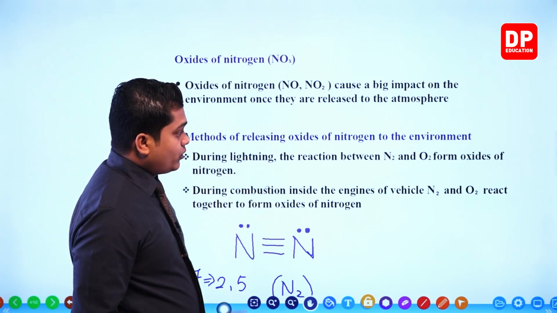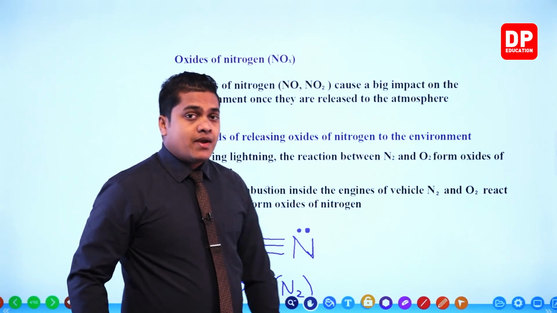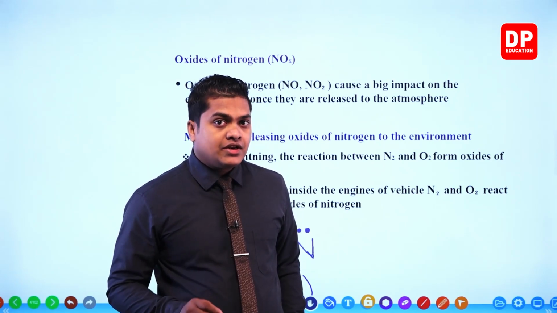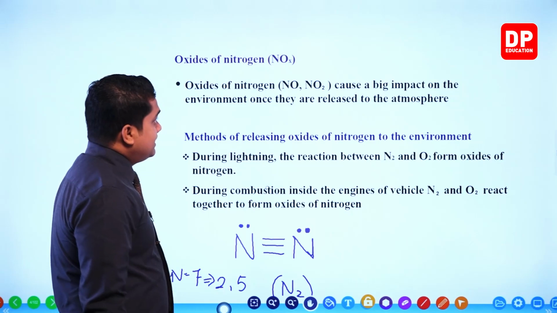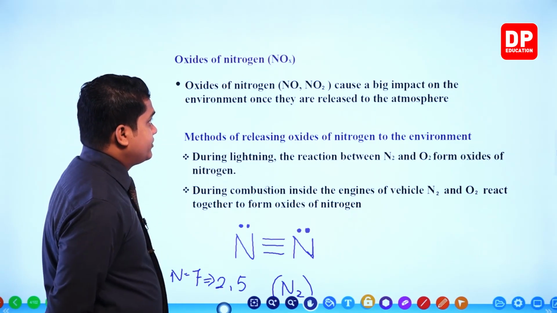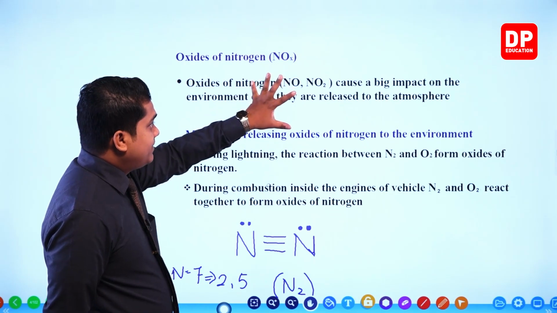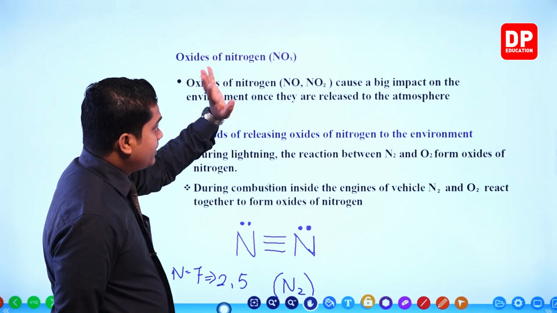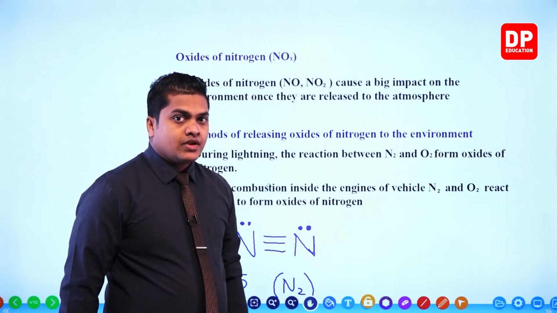So these are the ways in which oxides of nitrogen can be released to the environment. Remember, oxides of nitrogen have the ability to create acid rain. Right then, so this is the second type of gas, oxides of nitrogen. Here it is given as NOx, because there can be several types of oxides of nitrogen, like nitrous oxide and nitrogen dioxide, and so on.